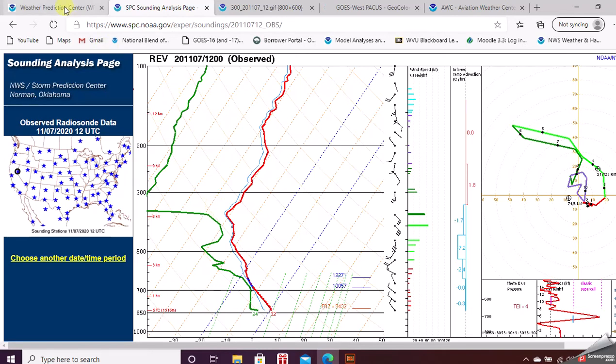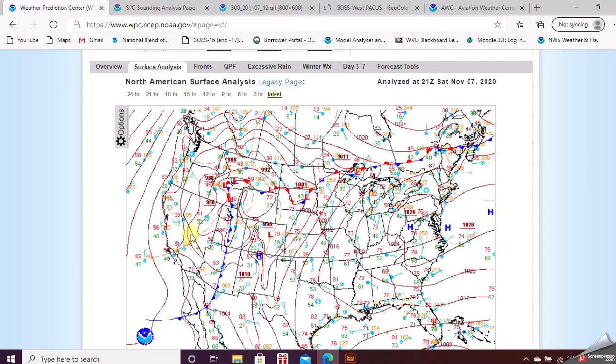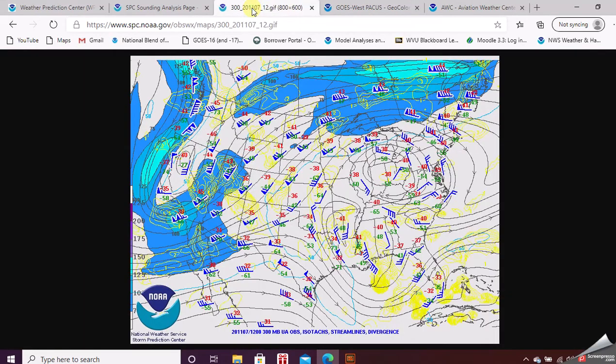This storm has a nice surface reflection up here, but there's a very deep trough out here to the west of it. What you can actually see here on the 300 millibar chart is that it's cut off over that part. That is where the tropopause dipped down, and we wound up with stratospheric air.